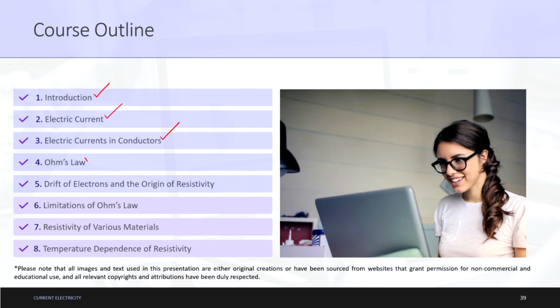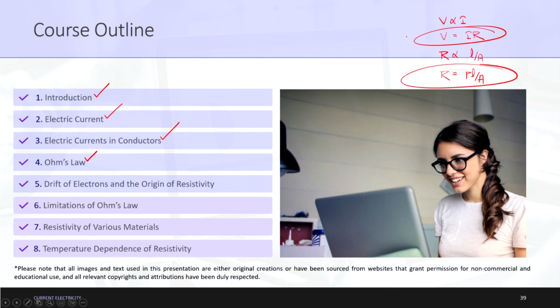Then in the fourth concept, we understood that V is directly proportional to I. Hence by removing the proportionality constant, we got V is equal to IR. Similarly, R is directly proportional to L upon A. Removing the proportionality constant, we got R is equal to rho L by A. So these were the peculiar concepts we understood in the fourth concept, that is Ohm's law.